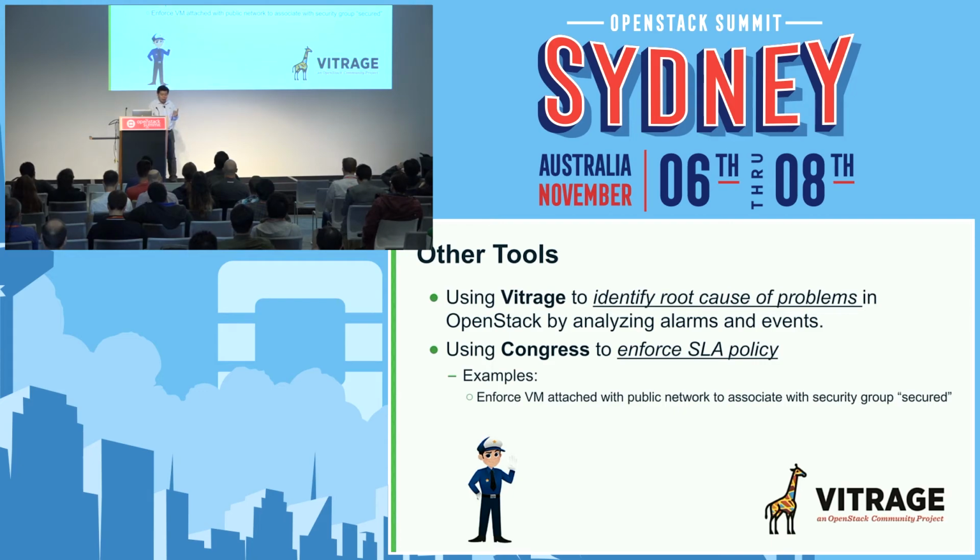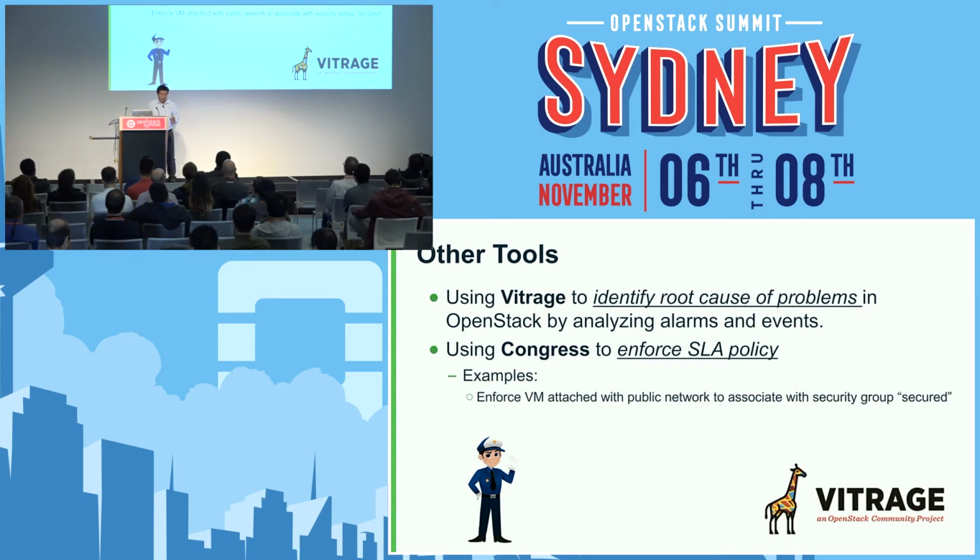The first one is Vitrage, which can help you identify the alarms and the events that you collected in Monasca, and help you derive the root cause of the problem. There is some work being done on that. The other part is Congress. Congress is a very good tool that can help you enforce the SLA policy. For example, if you have a VM that is required to attach to a public network, then you probably want that VM to associate with a security group, maybe for security, so that you can protect against unwanted traffic getting into your own corporate environment.